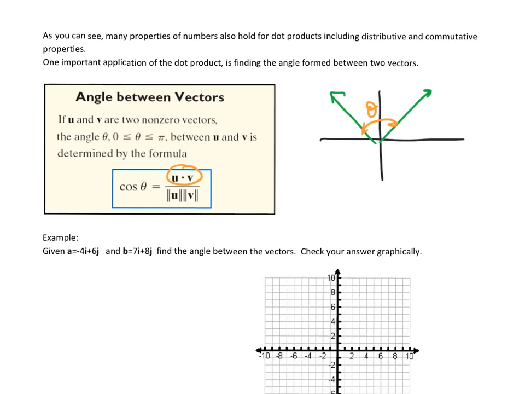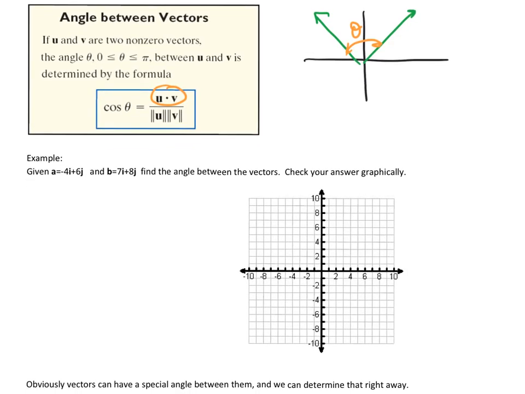So let's do an example. These are the same two vectors from the previous page. So we have negative 4, 6. I'm just going to sketch them. So there is vector A. And vector B is 7, 8. So 7, 8 is up here. There's vector B. So the angle we're going to try to find is between these two, right here. This is the angle we're going to find.